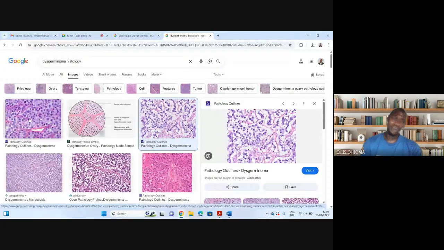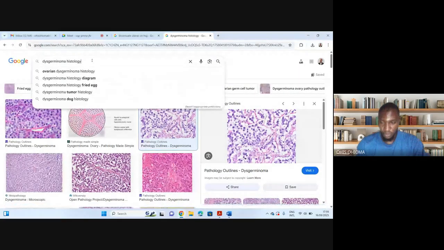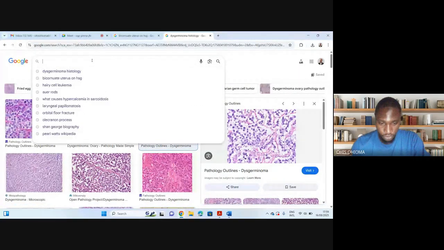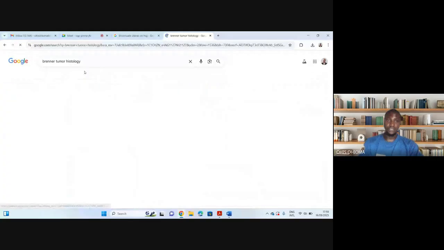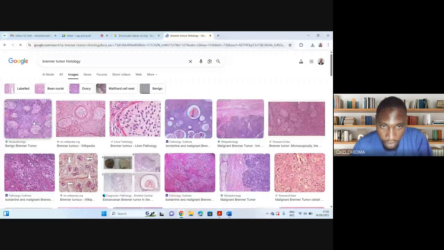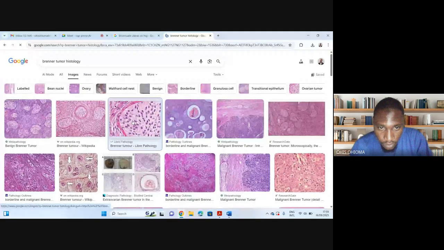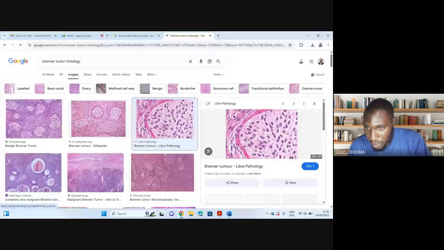I hope I have a Brenner's tumor. I don't think I have one here. Let me just Google a Brenner's tumor for you guys. Okay, let's see how it looks. Do you guys feel like it's the same thing?